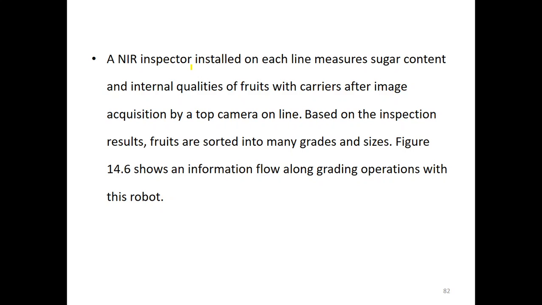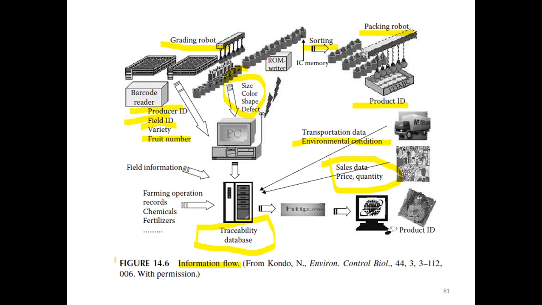An NIR inspector installed on each line measures sugar content and internal quality of fruit on the carrier after image acquisition by a top camera online. Based on the inspection result, fruit are sorted into many grades and sizes. Figure 14.6 shows the information flow along the grading operation with this robot. We just saw this one, right? Maybe you can look at figure 14.6 once again.